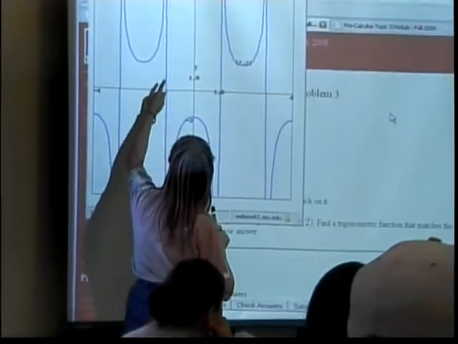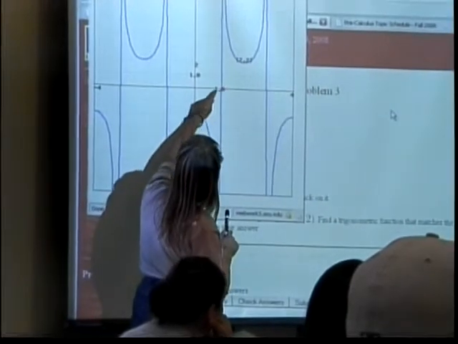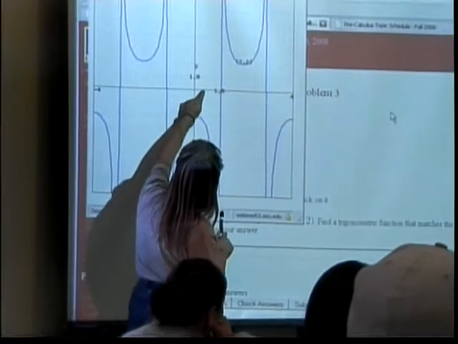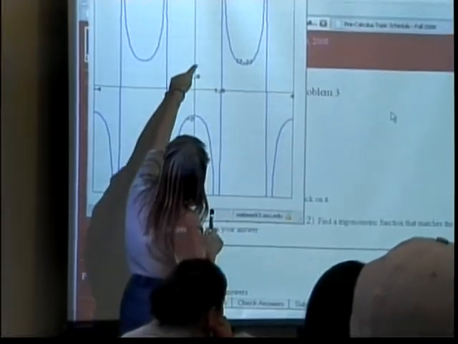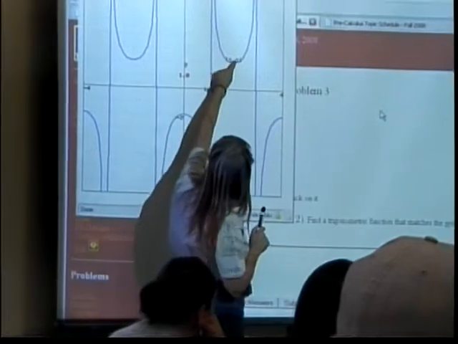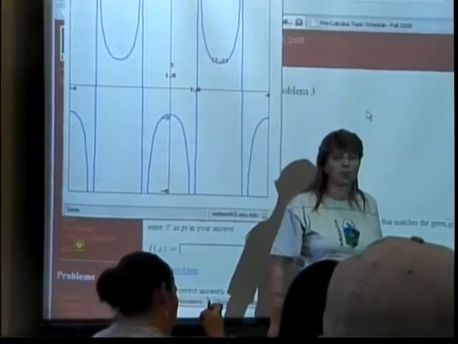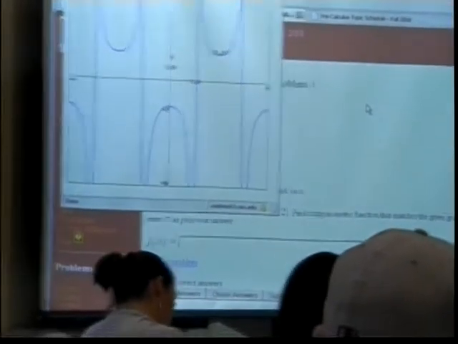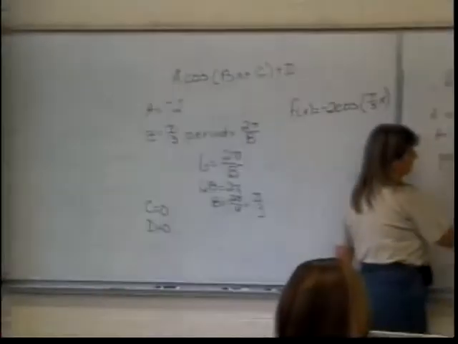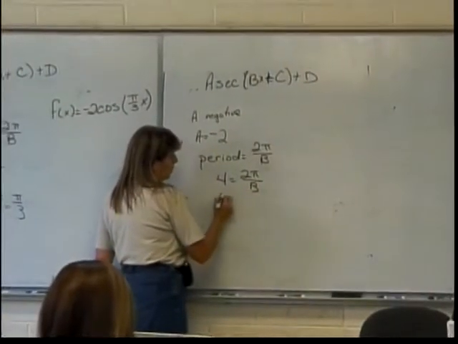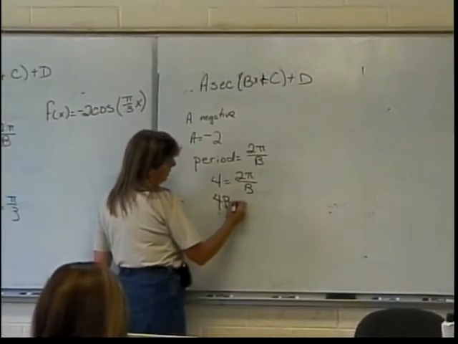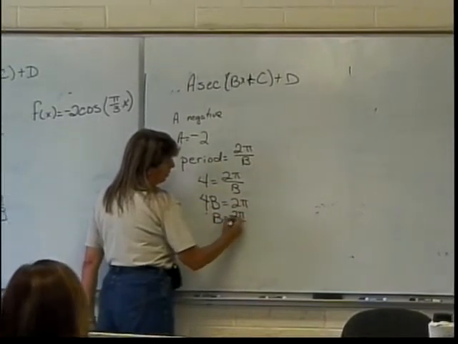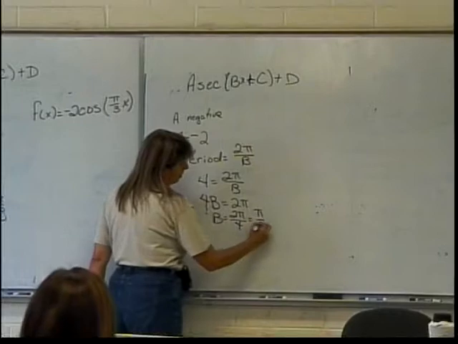How are these done? That's 1, so that must be 2 and 3. So, 1, 2, 3, 4. Looks like 4 of them. So that's my period. So 4 is equal to 2 pi divided by b. So when I solve for b, I get 4b equals 2 pi. So b equals 2 pi over 4, which is pi over 2.